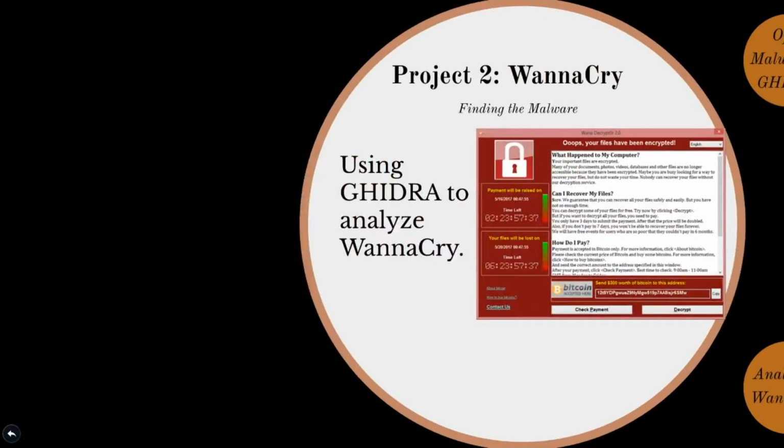Okay, so we can edit function signatures. If we find the main function, we can add the Microsoft function signature, so Ghidra will recognize it.